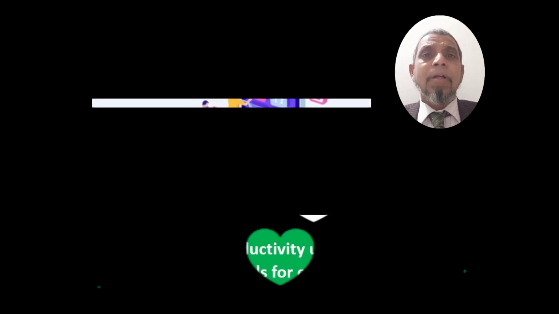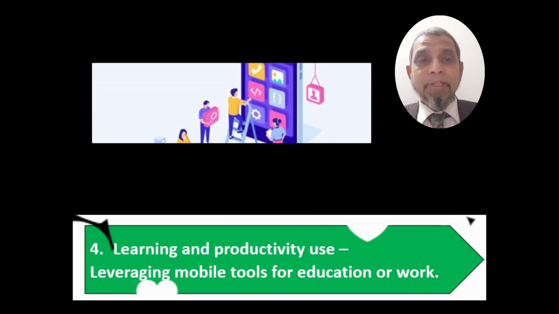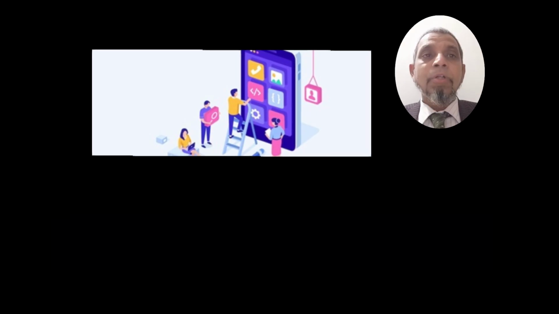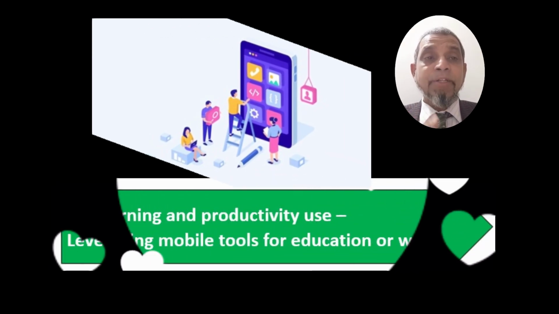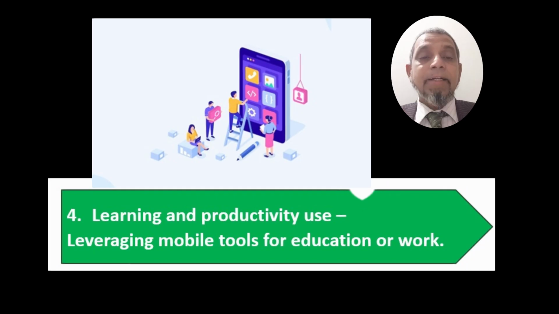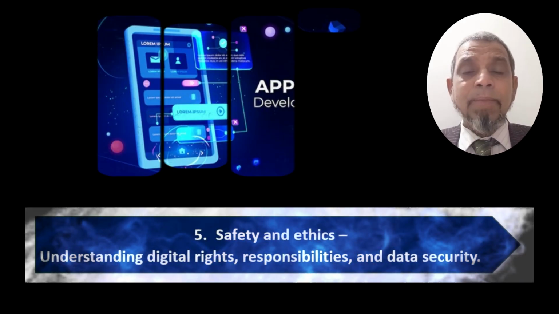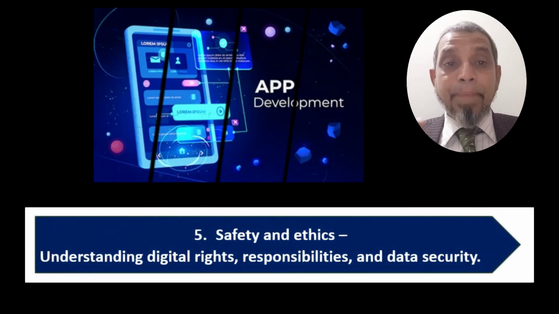Number 4, learning and productive use: leveraging mobile tools for education or professional tasks as well as entertainment. Number 5, safety and ethics: understanding the digital rights, responsibility, data security and privacy.